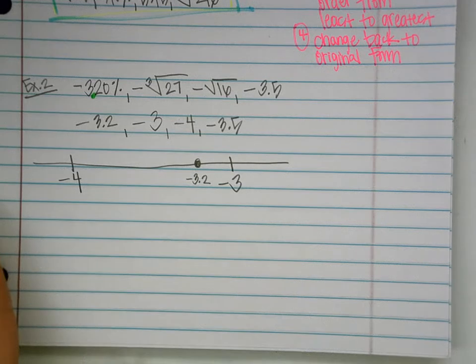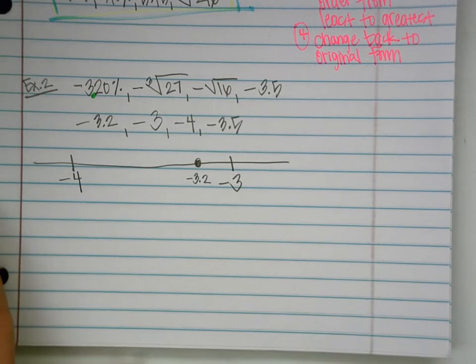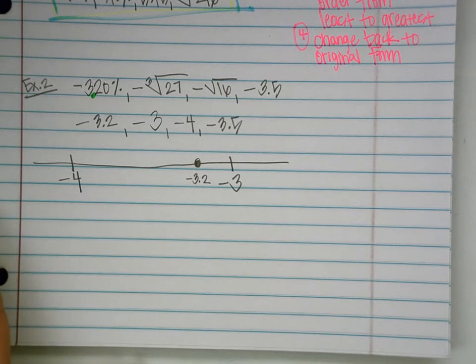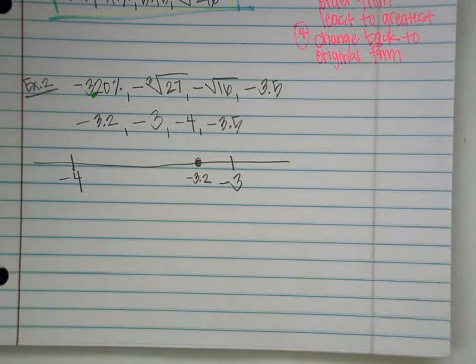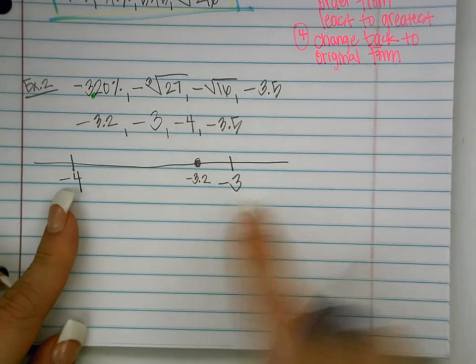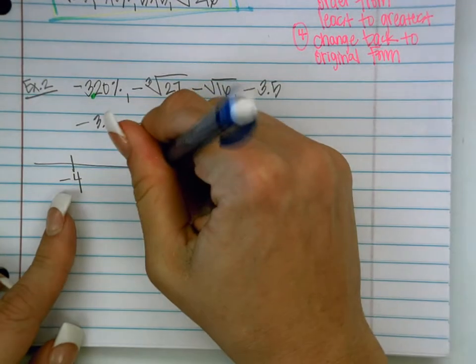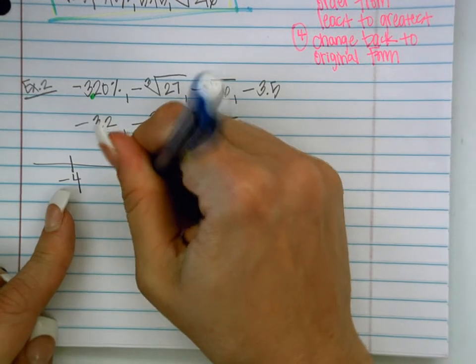Where do you think that is in relation to negative 4 and negative 3? It's like in the middle, exactly. It should be right about in the middle between negative 3 and negative 4. Okay, that's what I'm looking for. It doesn't have to be perfect, but I'd like it to kind of make sense.